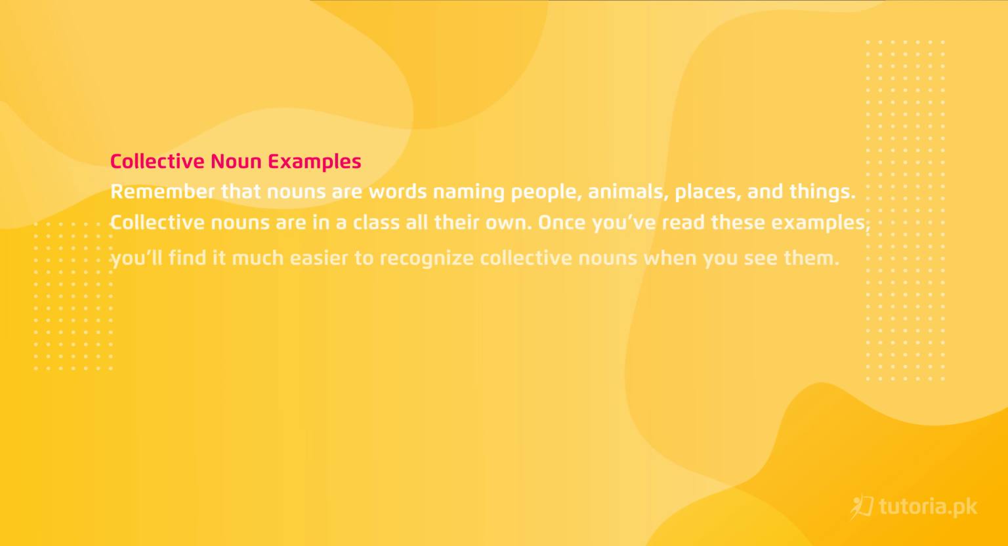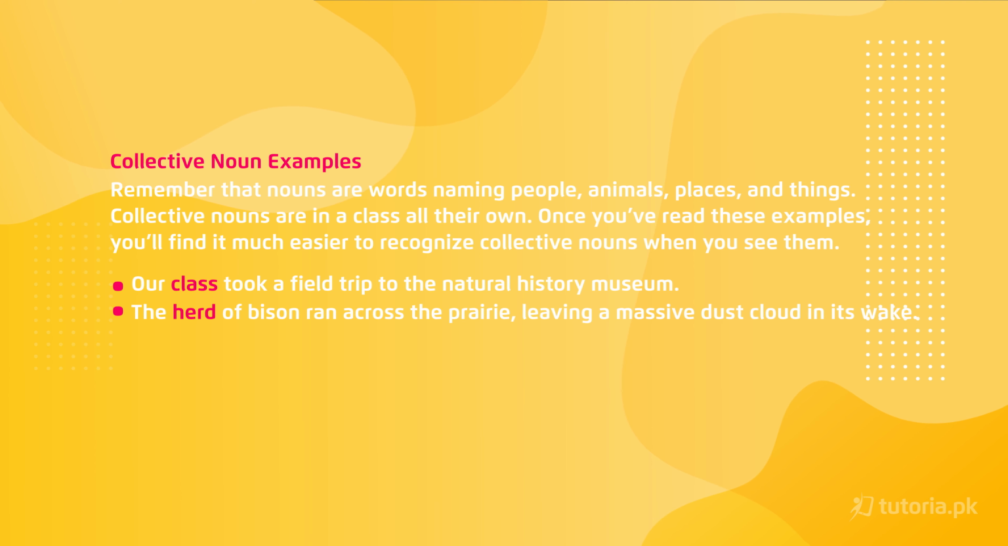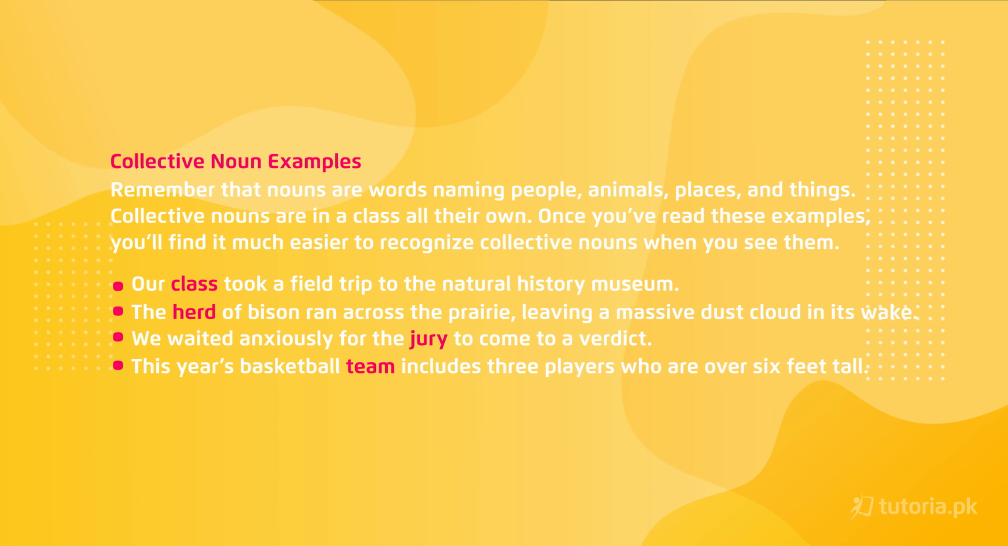Collective noun examples: remember that nouns are words naming people, animals, places, and things. Collective nouns are in a class all their own. Once you have read these examples, you'll find it much easier to recognize collective nouns when you see them. First, our class took a field trip to the Natural History Museum. Second, the herd of bison ran across the prairie, leaving a massive dust cloud in its wake. Third, we waited anxiously for the jury to come to a verdict. Fourth, this year's basketball team includes 3 players who are over 6 feet tall. Fifth, Napoleon's army was finally defeated at Waterloo. The collective nouns are in bold.